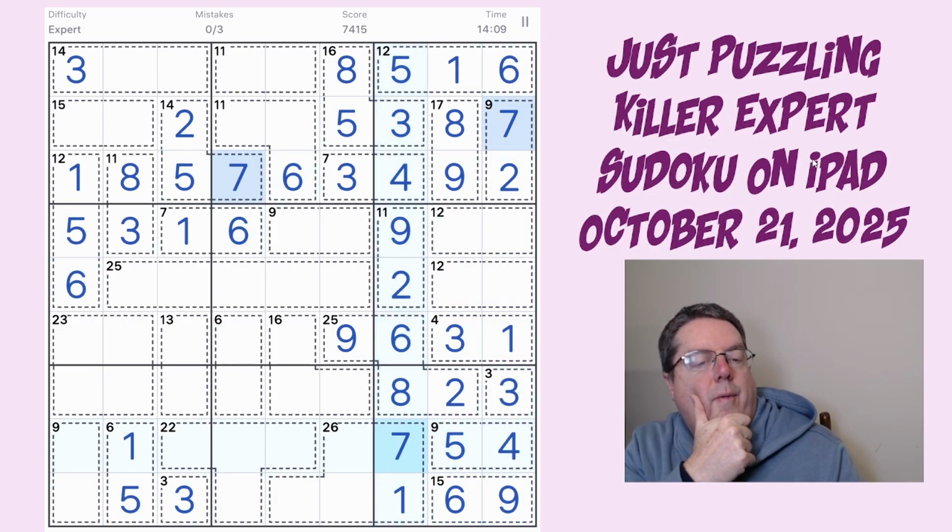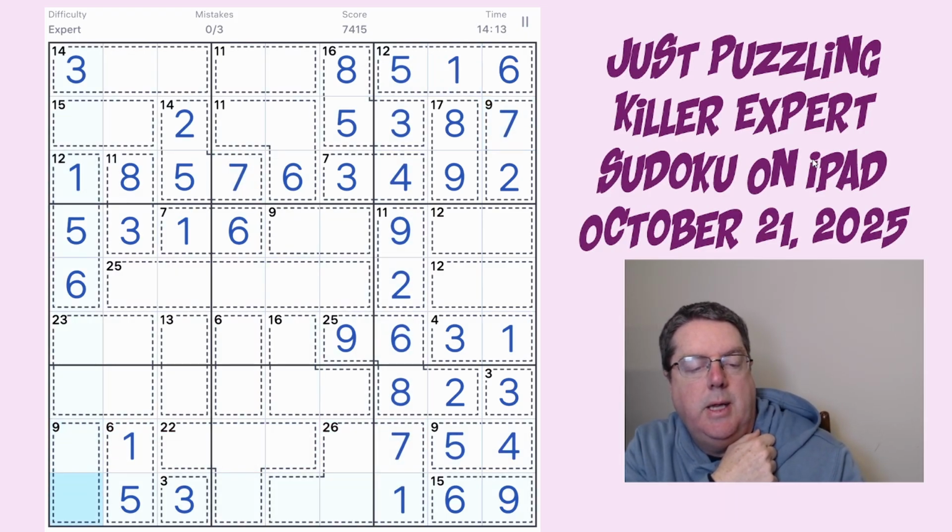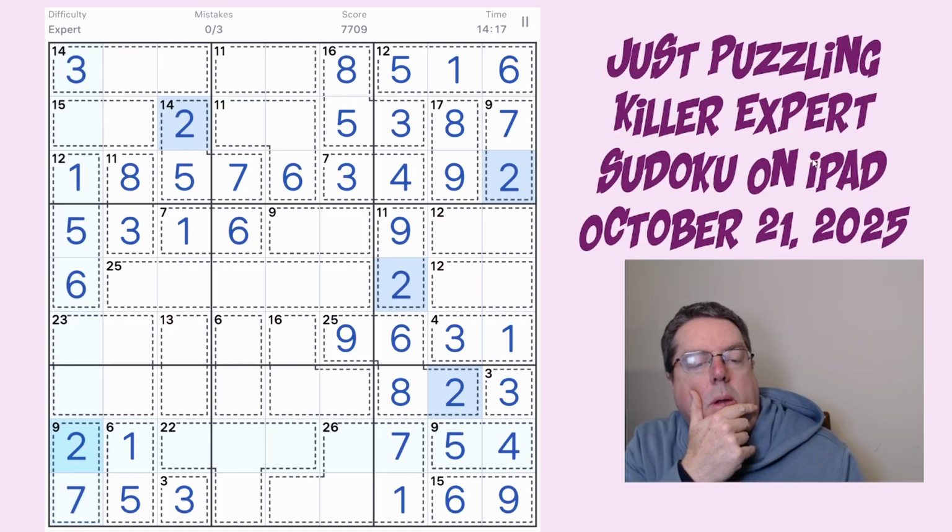1, 8's out. 5, 4's out. 6 and 3. So this is 2 and 7. Because of the 7 here, this is going to be a 7, leaving this to be a 2. 2 must come up here. 2 comes down here. 2 across here. So that's a 2 there by Sudoku.